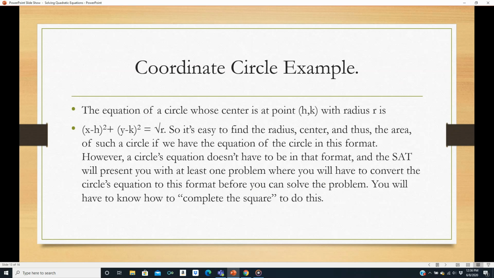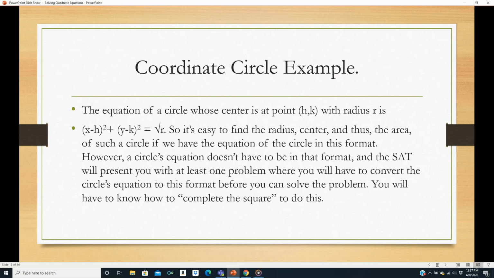Coordinate circle example. The equation of a circle whose center is at point h, k with radius r. So we're talking about Cartesian coordinates, the xy plane, all that, with radius r, also in coordinate units, is x minus h squared plus y minus k squared is equal to r squared. So it's easy to find the radius, center, and thus the area of such a circle if we have the equation of the circle in this format.